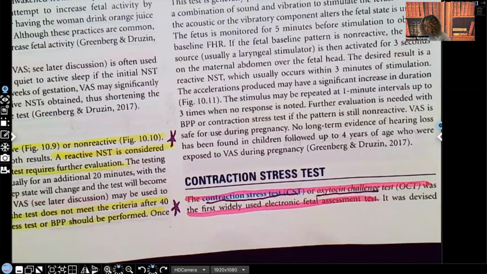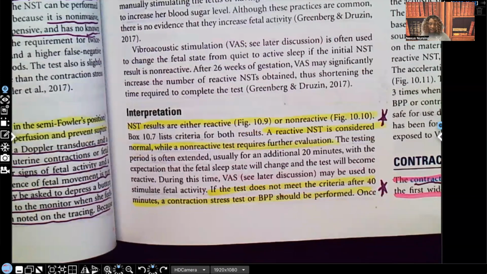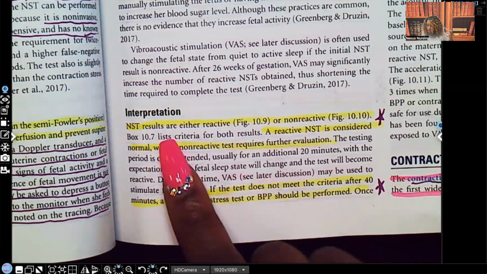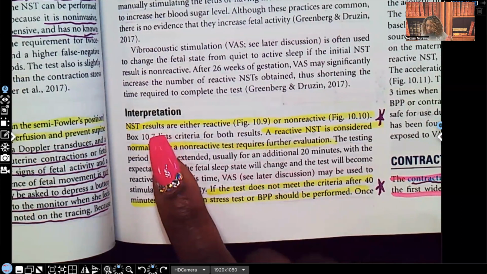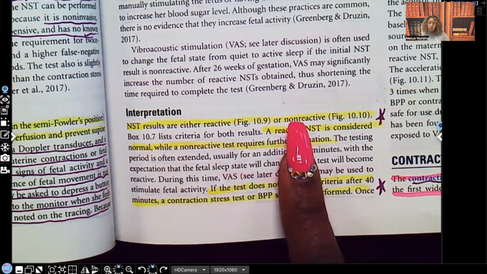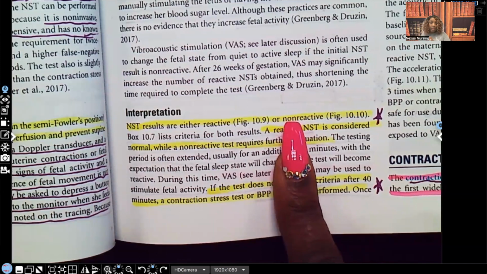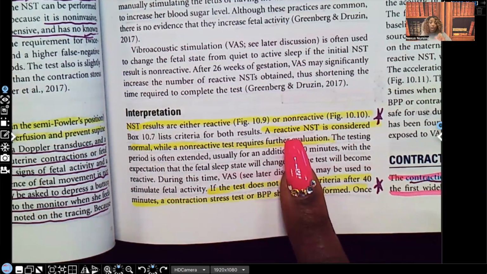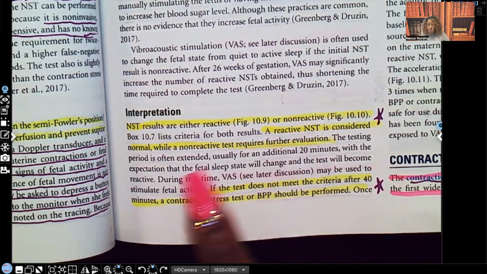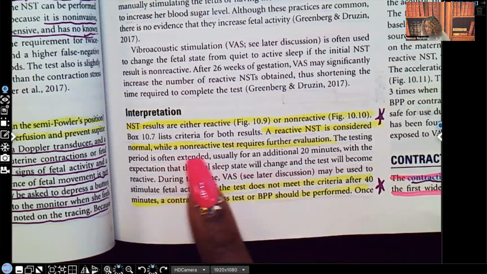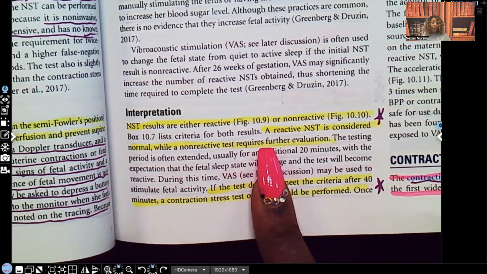I'm moving a little bit too fast because I have interpretation down here. I'll go over this with you guys, but this is exactly what I just read to you in the box. Again, the non-stress test results are either reactive or non-reactive. Again, reactive, that's good. That's what we want. Non-reactive is bad. We don't want non-reactive. A reactive non-stress test is considered normal. That's why I told you to put the happy face, while a non-reactive non-stress test requires further evaluation.